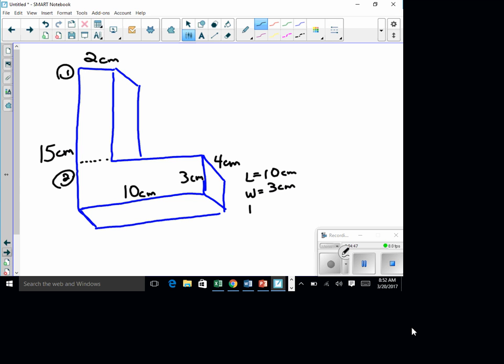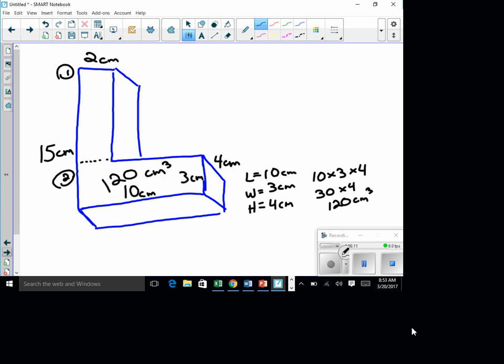And the height is 4 centimeters. So 10 times 3 times 4, 30 times 4 equals 120. 120 cubic centimeters. So in here, this one is 120 cubic centimeters. Now we go to the top.